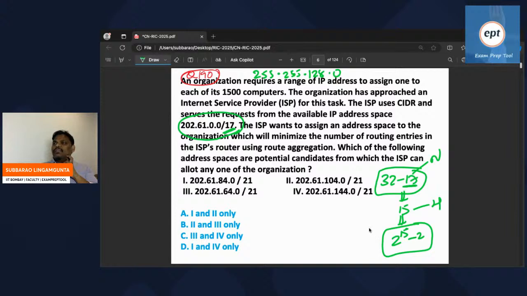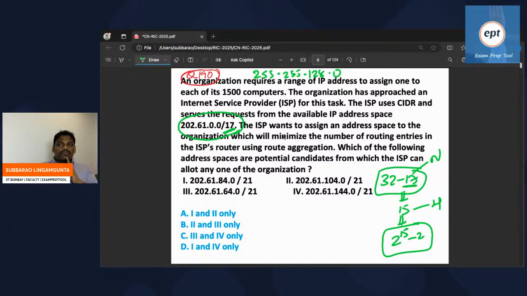Now some people are asking, sir, what is the actual problem? See this one. An organization requires a range of IP addresses to assign to its 1500 computers, meaning they want to give IP addresses to 1500 people. The organization has approached the ISP for this task. The ISP uses CIDR and serves requests from the available IP address space. The ISP wants to assign the address space to the organization which will minimize the number of routing entries in the ISP. Which one of the following address spaces is a potential candidate from which the ISP can allot to any one of these organizations? Now observe clearly.